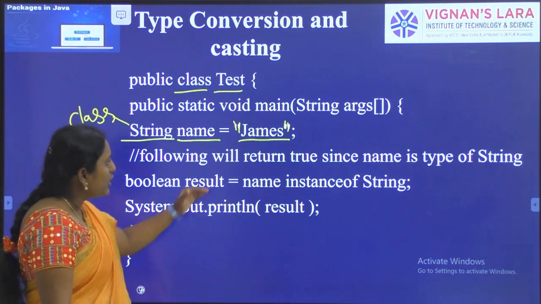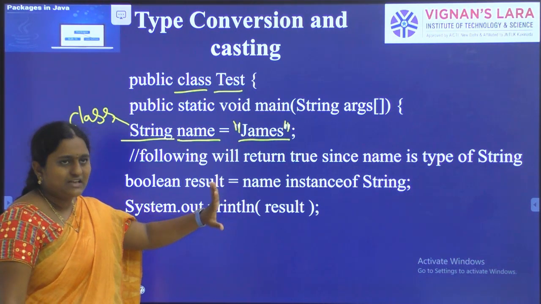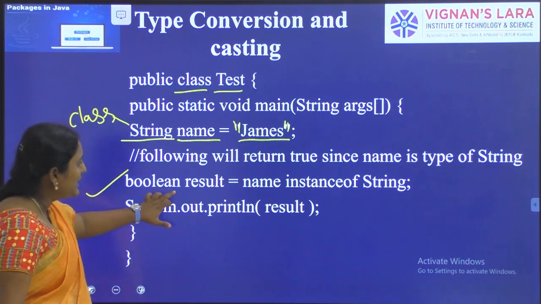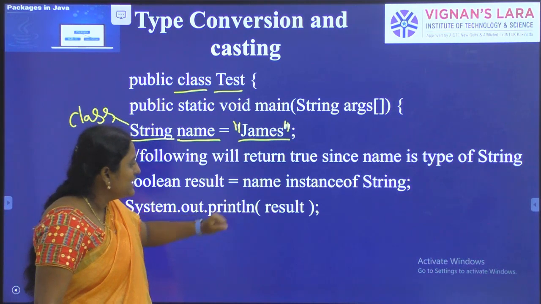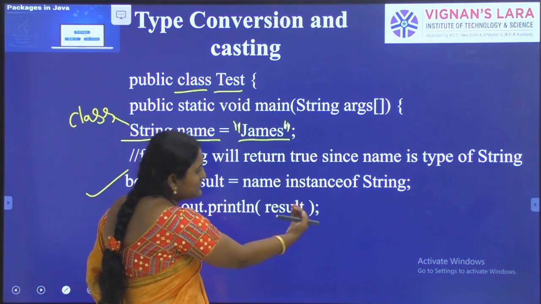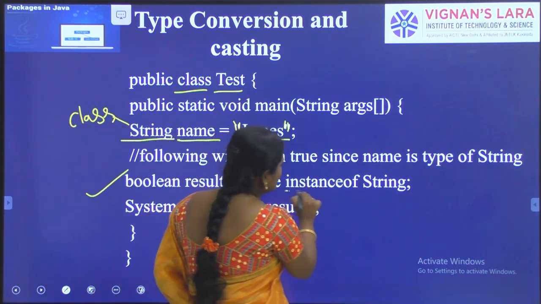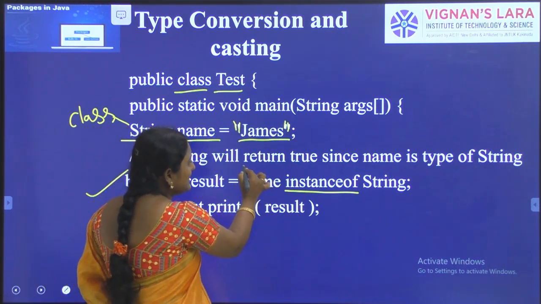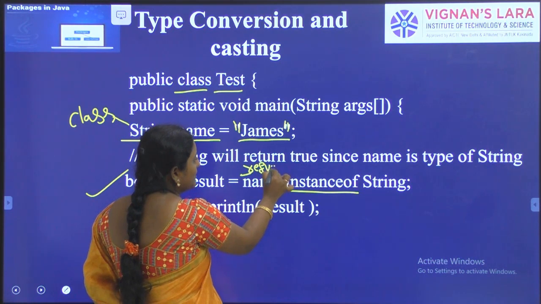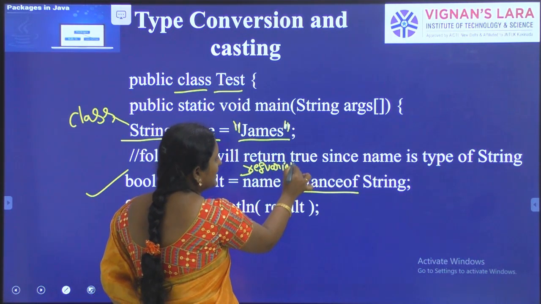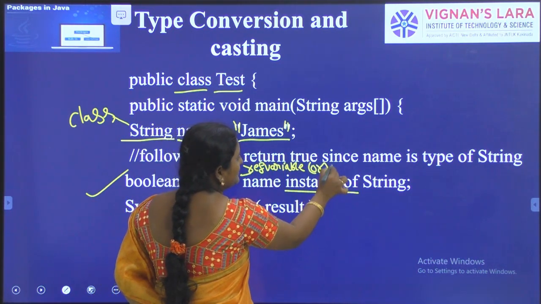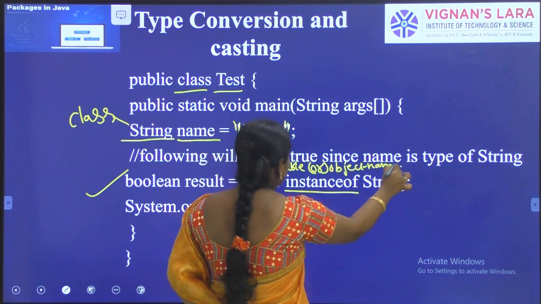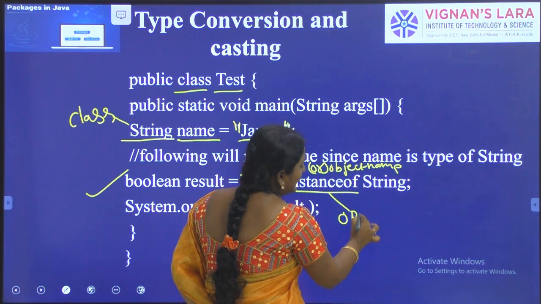Next one here, the following will return true since name is of type String. Here I am checking the condition: boolean result equals name instanceof String. Here name is a reference variable or object name. Here instanceof is an operator. String is a class.